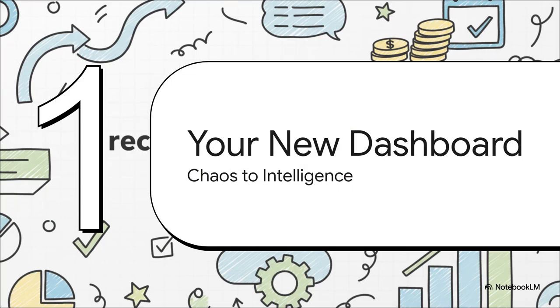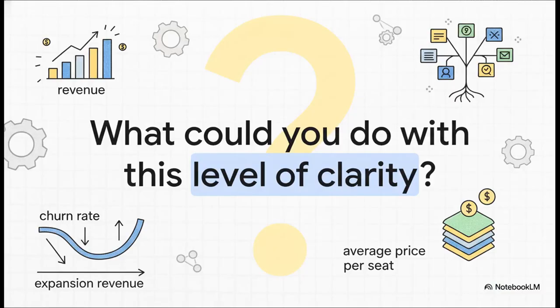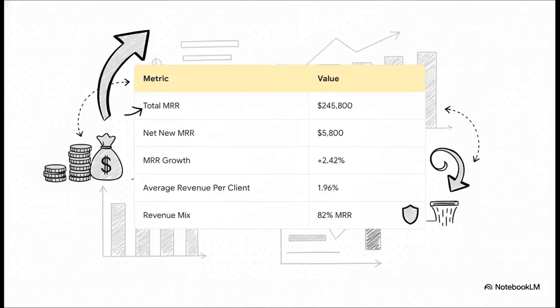And once you do those steps, well, you get the payoff. This is what it looks like to go from total data chaos to having clear, actionable intelligence right at your fingertips. No, really, just stop for a second and think about it. What kind of strategic decisions could you make if you knew, down to the dollar, exactly where your revenue is coming from? If you knew your true churn rate, your expansion revenue, your average price per seat, what would that change for you? This is what it all leads to.